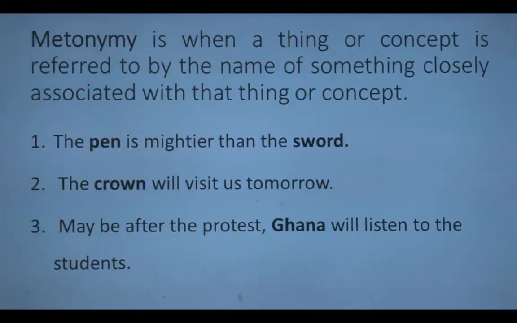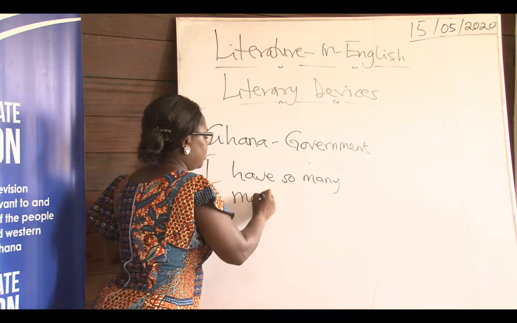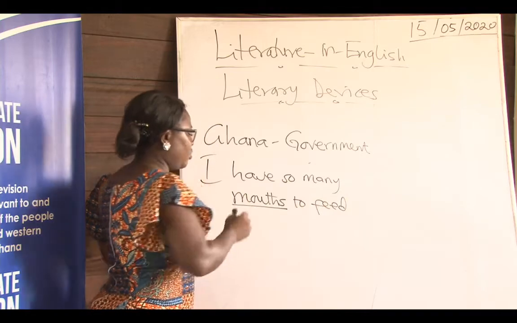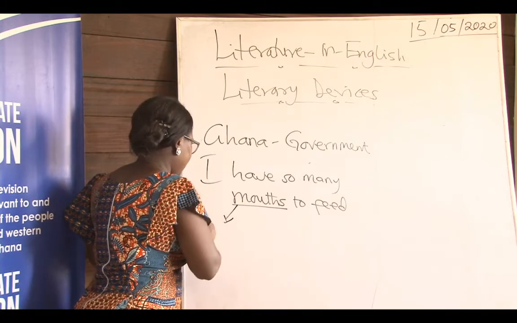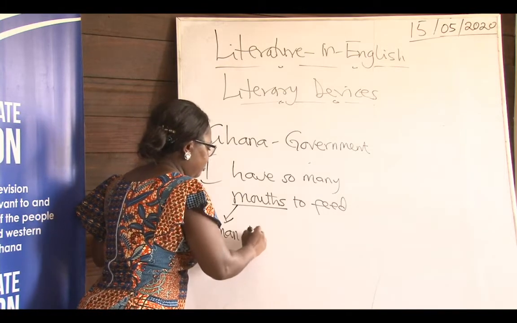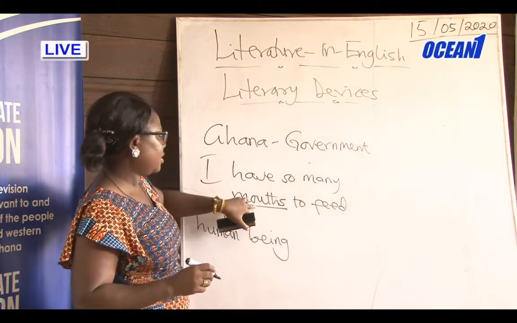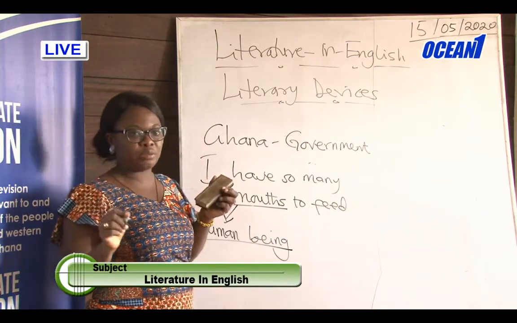Remember that synecdoche is when you use part. For example, if you say that I have so many mouths to feed, here you are using the mouth as part of the human being to refer to the human being. So it is not that you are using the mouth as an association. The mouth is part of the human being.